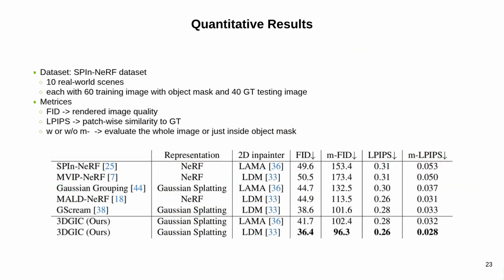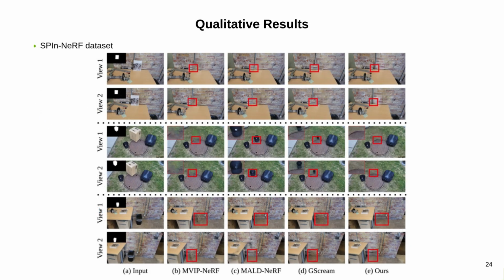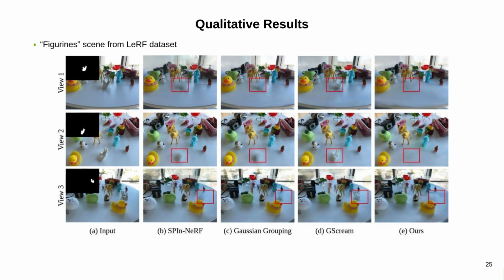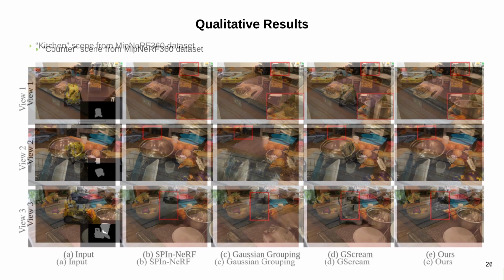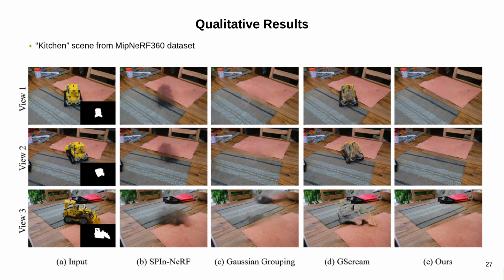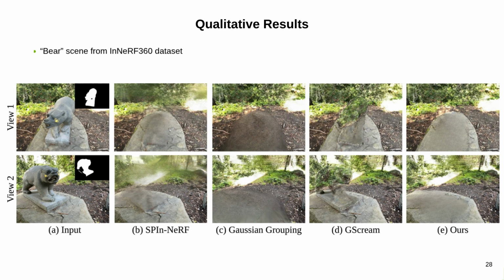Here are our quantitative results. We compare our 3D GIC with multiple state-of-the-art methods and show superior performance in terms of FID and LPIPS. We also show some qualitative results on different datasets. This one is figurines, from the NeRF dataset. This one is counter, from the Mip-NeRF 360 dataset. This one is kitchen, from the Mip-NeRF 360 dataset. This one is the bear scene from the NeRF 360 dataset.